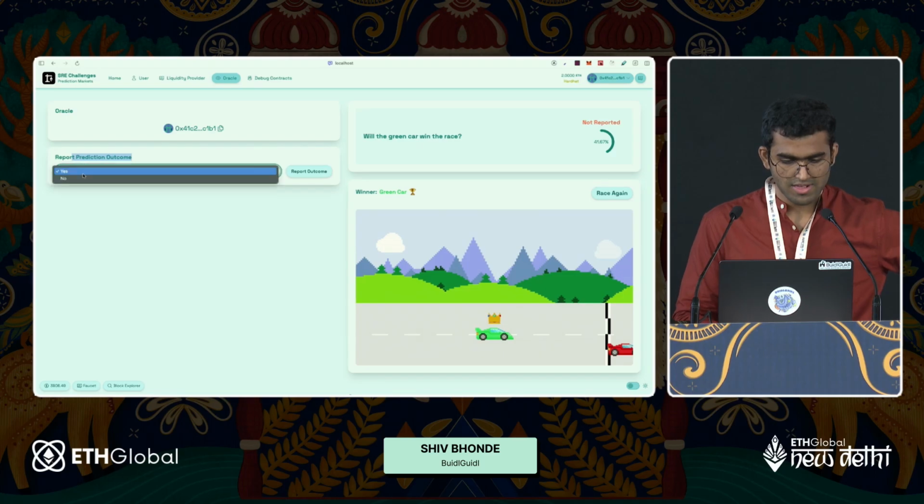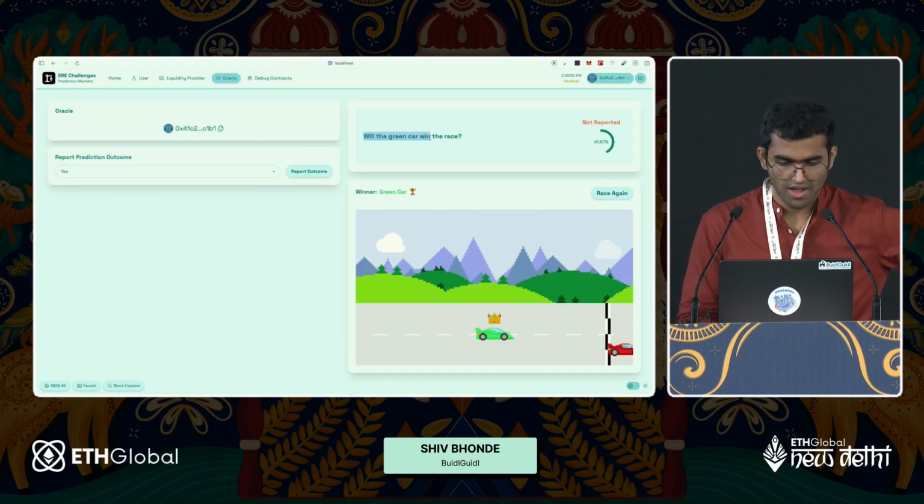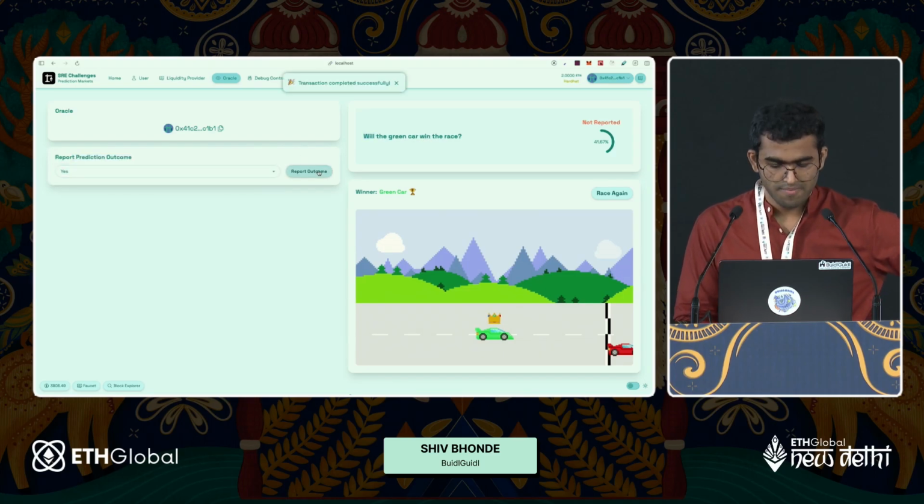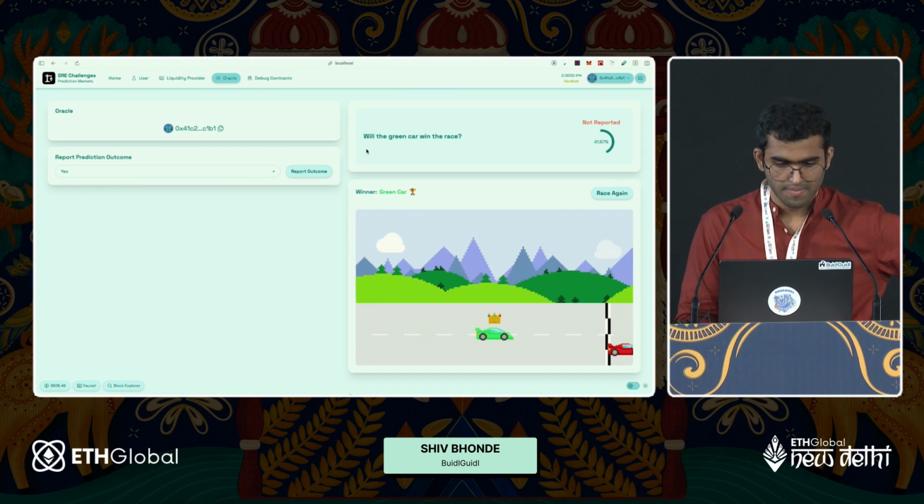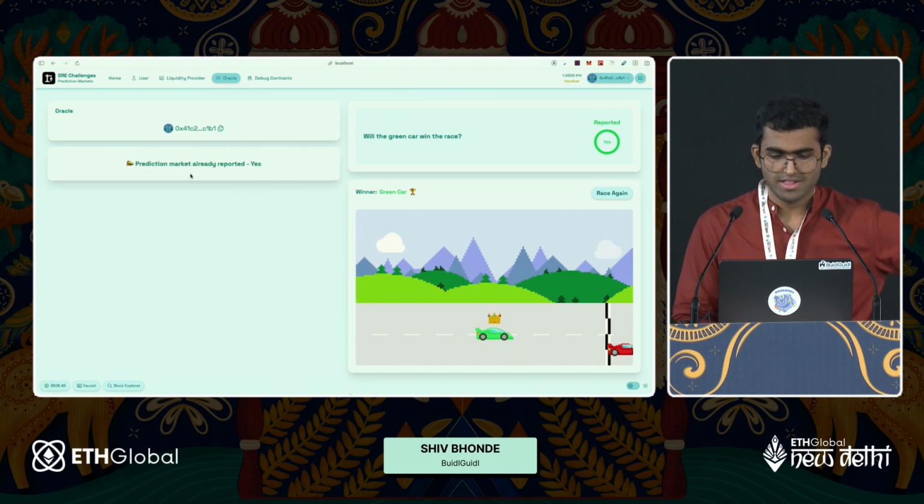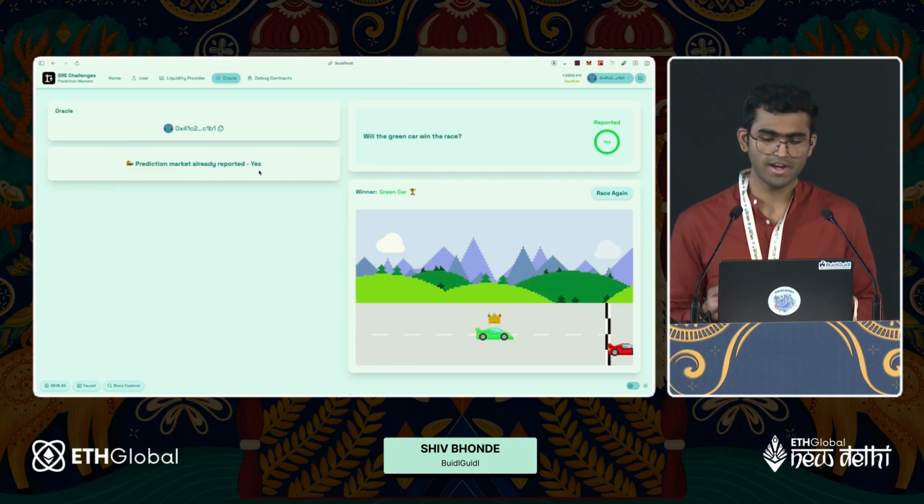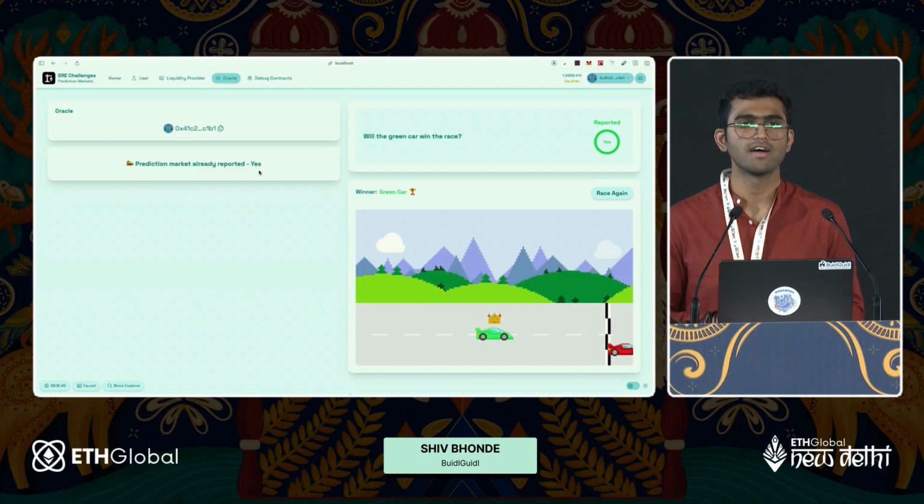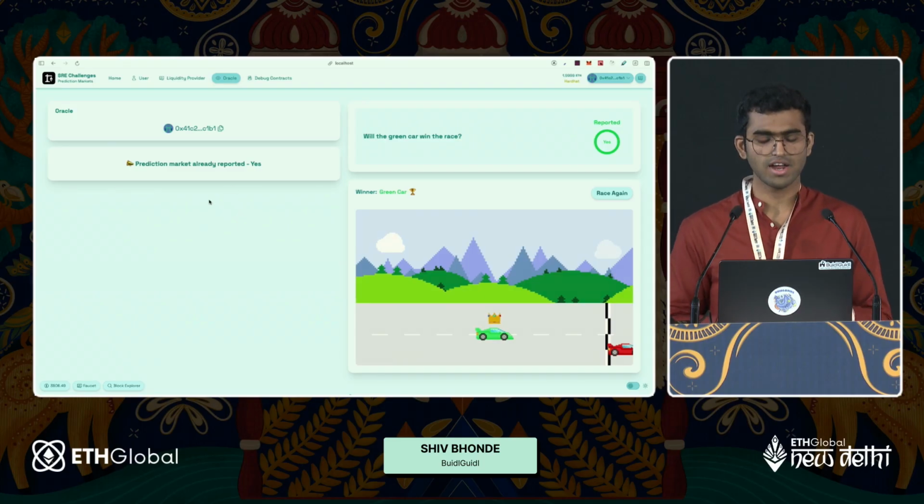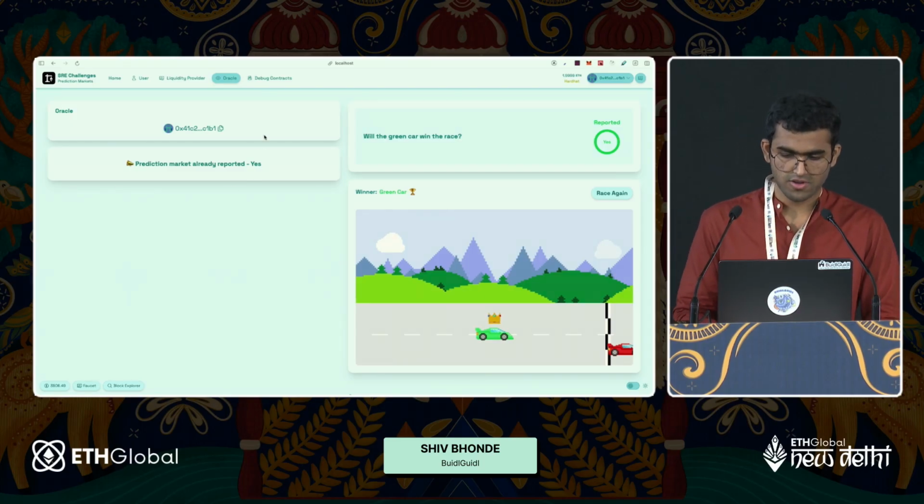So yeah, we need to now trust that the guy is doing the right thing. So he reports yes, the green car won. He reports the outcome, and yeah, the prediction market has now ended. And in between, people could have traded the yes and no tokens until the price fluctuates.